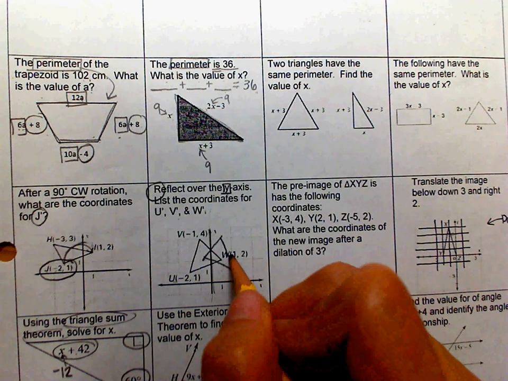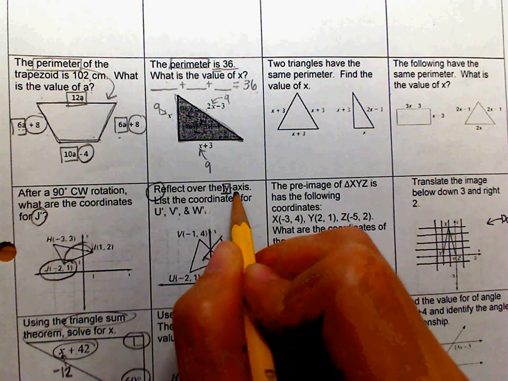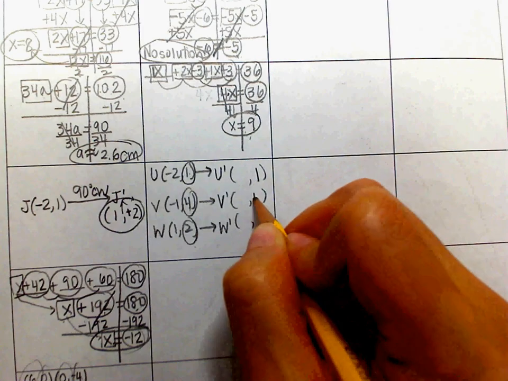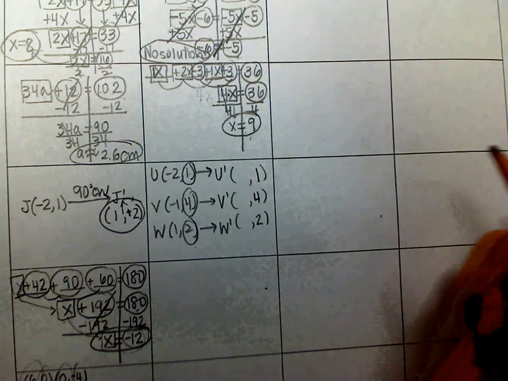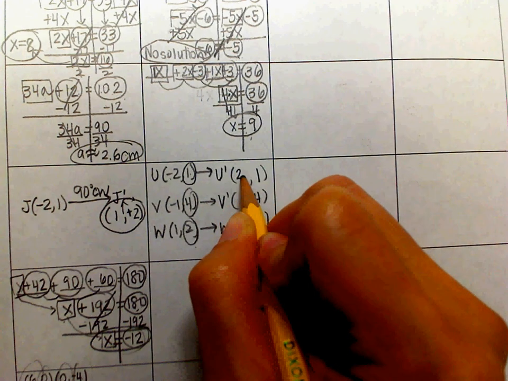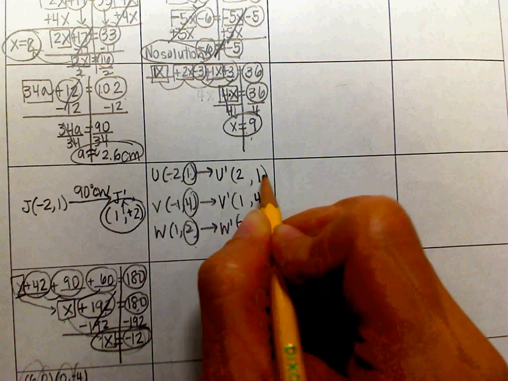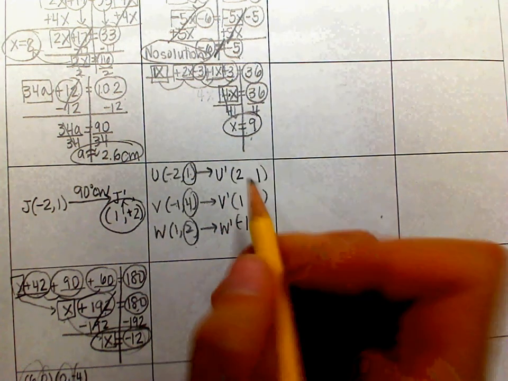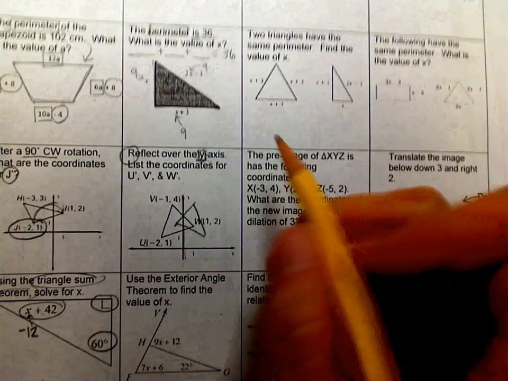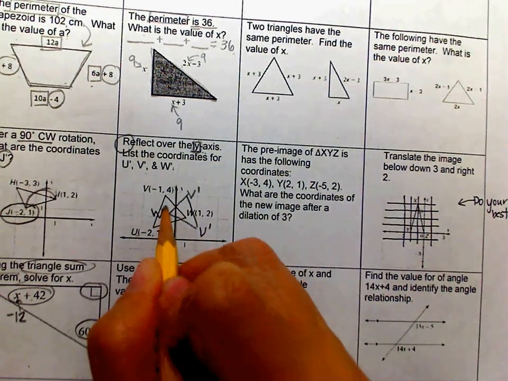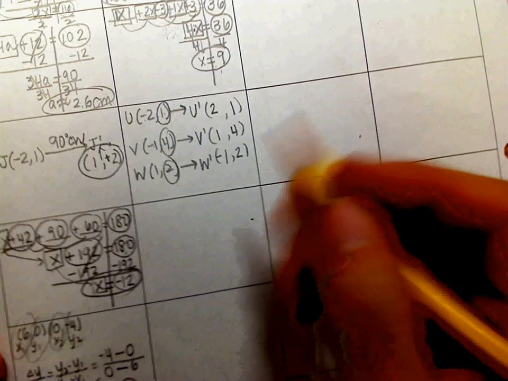But it will be helpful to know that when you're reflecting over whatever axis, that is the value that stays the same. So I'm going to circle the y's, and I'm going to keep them exactly the same. But the x's become their opposites. So the negative 2 becomes a positive 2. The negative 1 becomes a positive 1. And the 1 becomes a negative 1. In fact, let's see, according to my drawing, if that's true. U prime should be at 2, 1. And it is. Okay. V prime is at 1, 4. Okay, which it is. And then W prime is at negative 1, 2. So here are my answers.